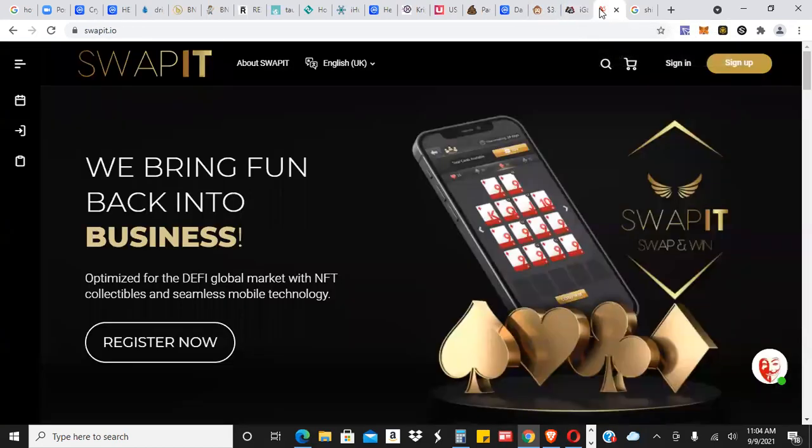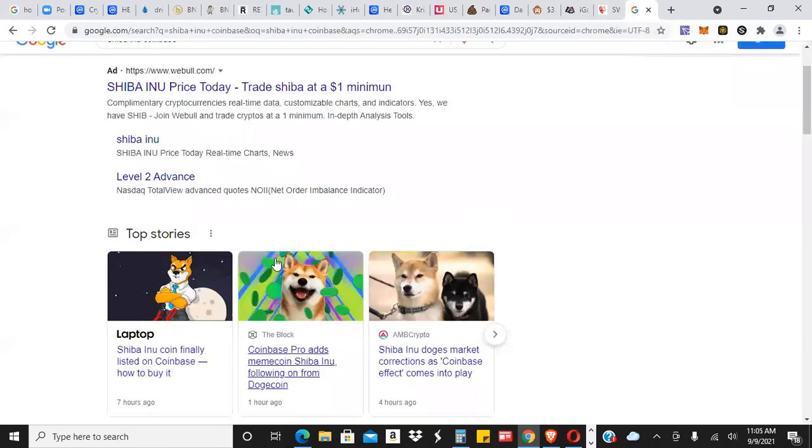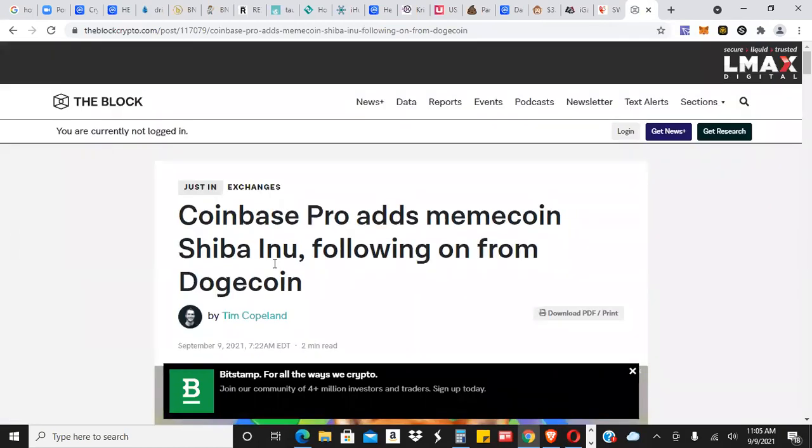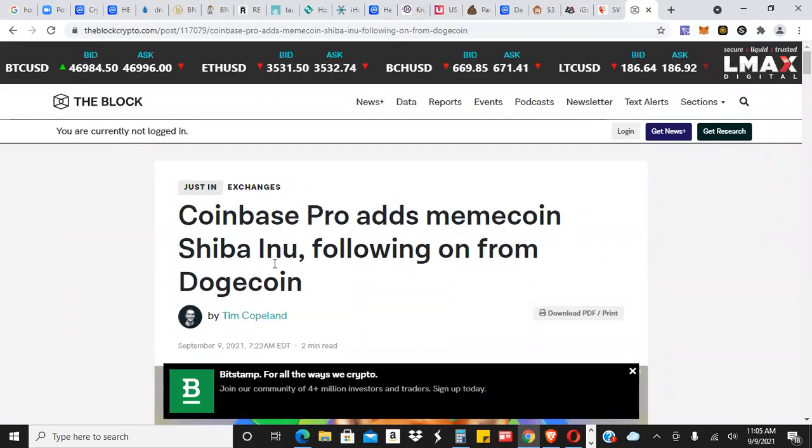Last but not least, guys, Swapit. As you guys might have known from my other video, they are airdropping Shiba Inu tokens this month. Just a little bit of news here. As you can see, Coinbase is adding Shiba Inu. So that should be very, very interesting. We'll see what happens to the price there. But again, Swapit is airdropping Shiba Inu this month. So yeah, I just wanted to bring that to your attention.